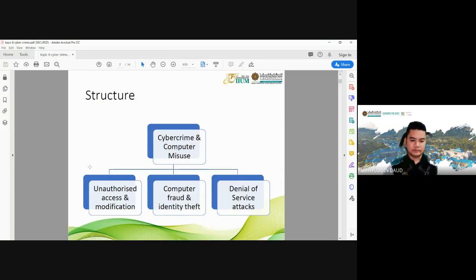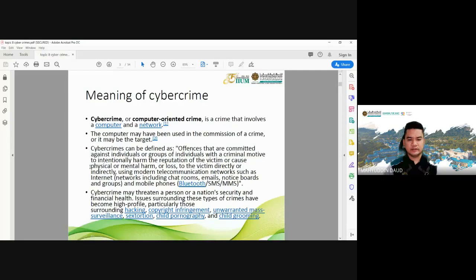And then the second issue that we will look at is computer fraud and identity theft. And the third one is denial of service attacks, or the acronym, DDoS attacks. So we look at these three, and you will find that as far as cybercrime is concerned, it is not just limited to certain statutes, only the Computer Communication Multimedia Act. There are many other statutes that can actually regulate cybercrime.